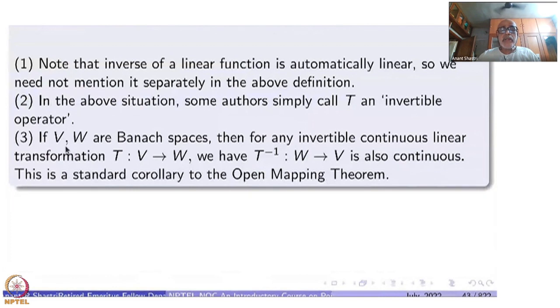If V and W are Banach spaces, then for any invertible continuous linear transformation T from V to W, automatically T inverse will be continuous. See, remember, invertible for me does not by itself mean that it's continuous, so I want to be very careful. When you say invertible operator, by convention the inverse is also continuous. A linear map may be invertible, it has an inverse, but it may not be continuous. That's why I am making this caution. But if V and W are Banach spaces, no problem. Automatically the inverse will be continuous.